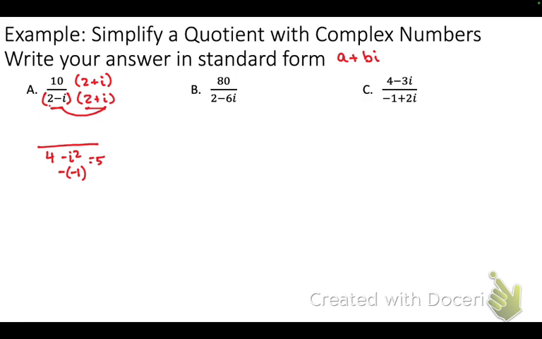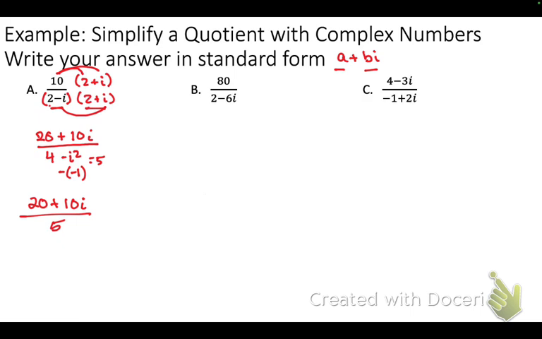Okay, so now I need to do my numerator, so I just need to what? Distribute. So I have 20 plus 10i. Now I have 20 plus 10i over 5. Well, does that have a real part and an imaginary part? No. It's all smushed together, yes?